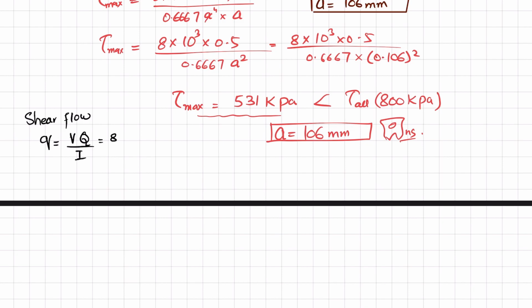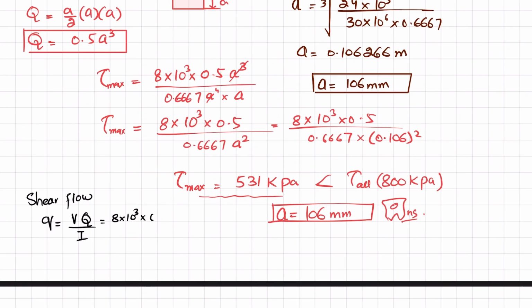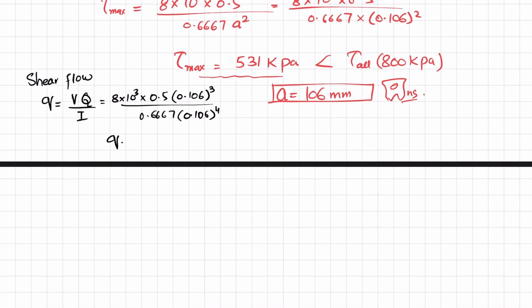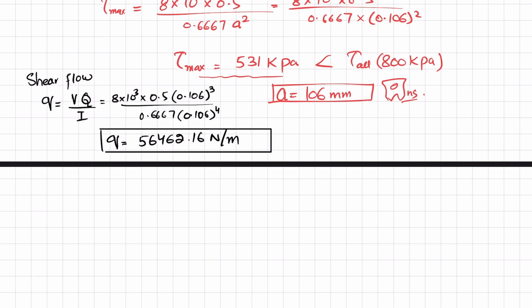Clear? So you have V as 8 into 10 to the power 3 and Q is 0.5 times A cube, and A is 0.106 whole cube, divided by I, which is 0.667 A to the power 4. So again 0.106 power 4. When you solve this, you will get the shear flow as 56462.16 Newton per meter.